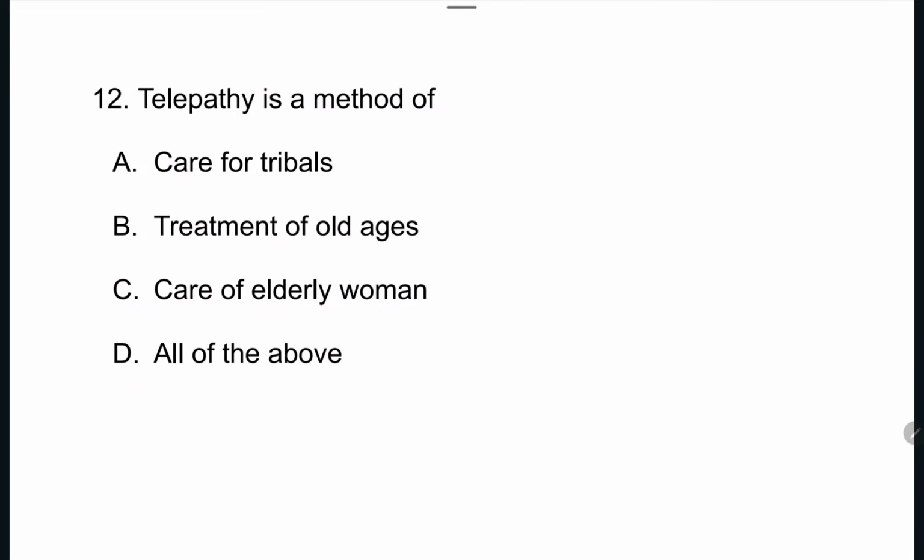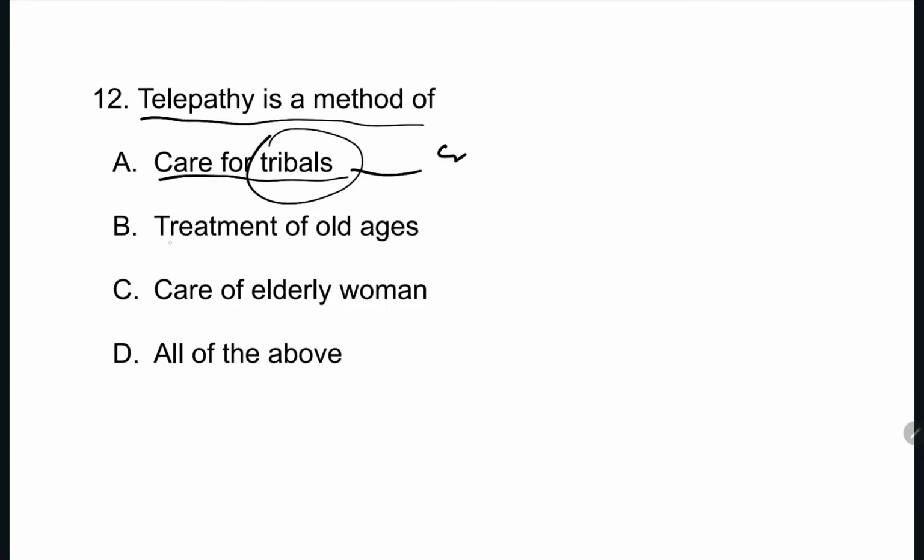The next question is, telepathy is a method of. So what is telepathy? Option A, care for the tribals. Tribals, nothing but Girijanulu. Okay, the people who are living on the mountains, in the forest. So we call them tribe.